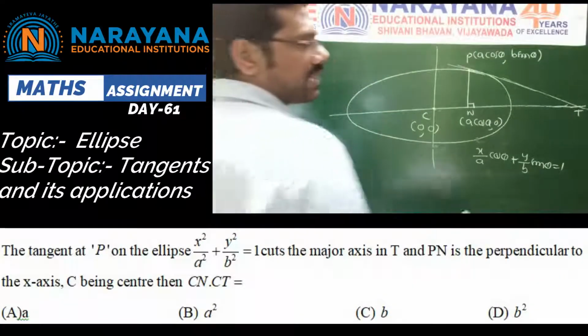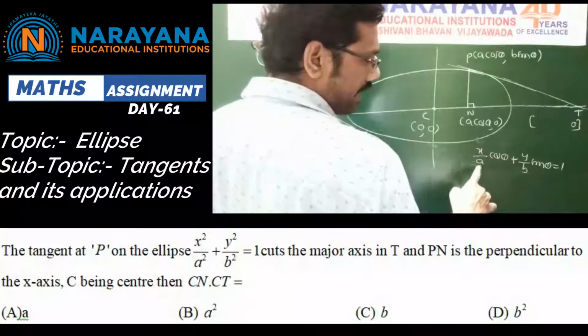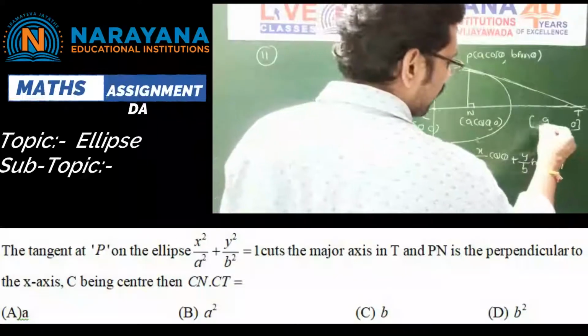This tangent meets the x-axis, so y will be 0. Therefore x cos theta by a is equal to 1, so x is equal to a by cos theta.